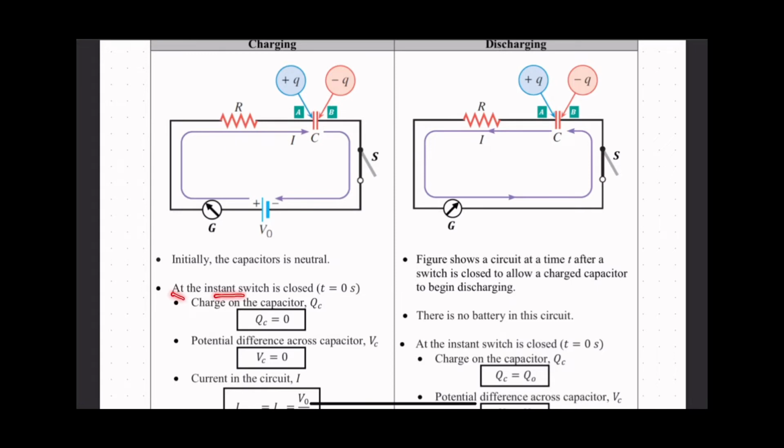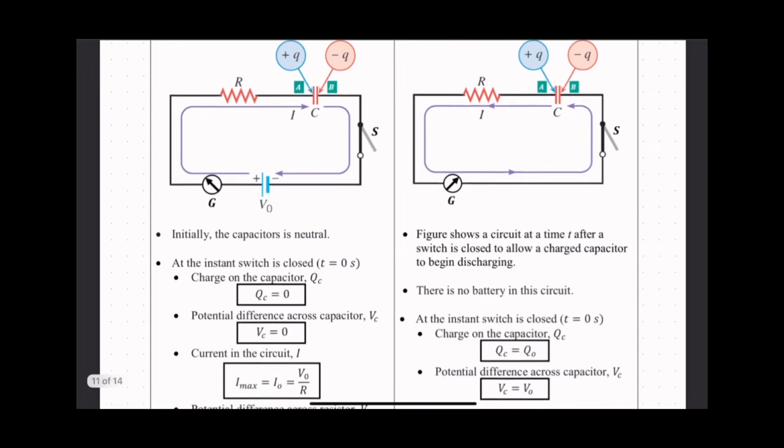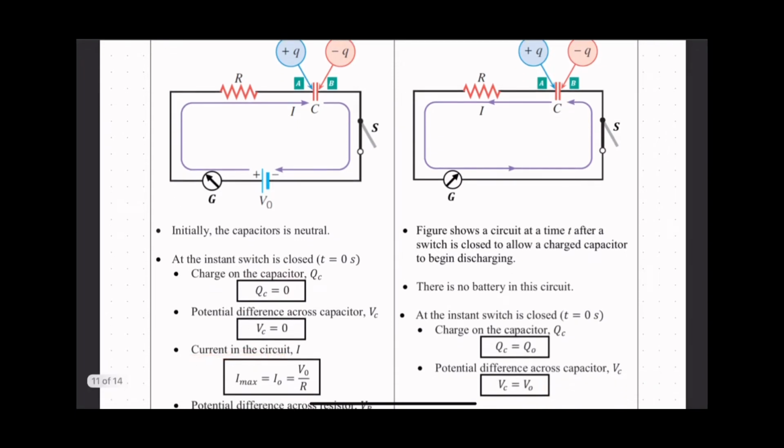Okay, at the instant switch is closed, so at this moment QC means that charge at capacitor is 0. Potential difference across the capacitor also 0, because charge kosong, maka potential difference across capacitor pun kosong lah. Okay, then the current in the circuit is maximum. Maximum means bila switch is closed, so the current flow is come from the supply of battery based on Ohm's law, V equal to IR.